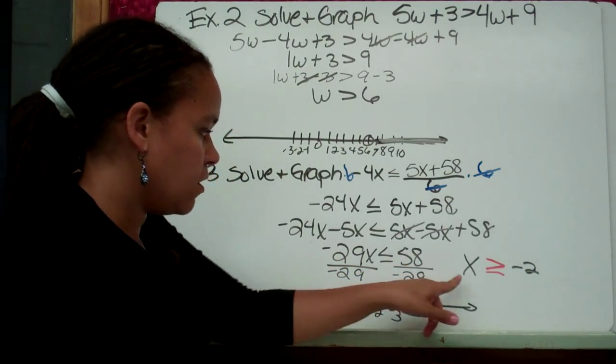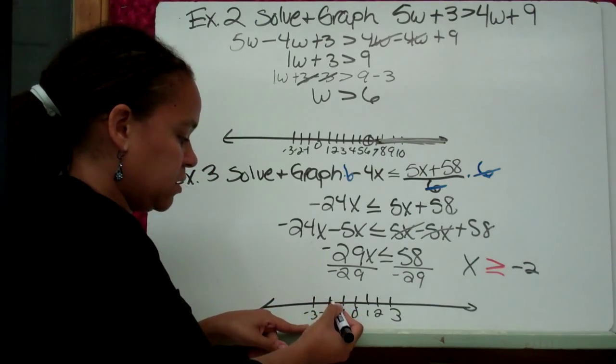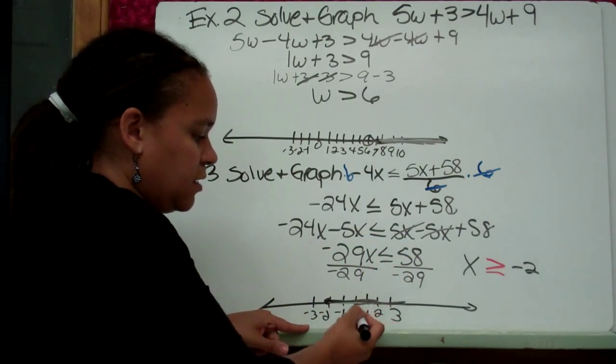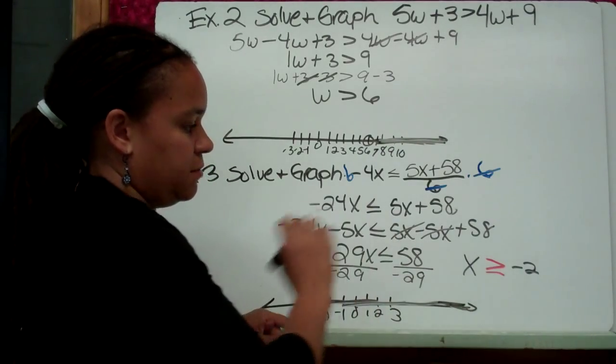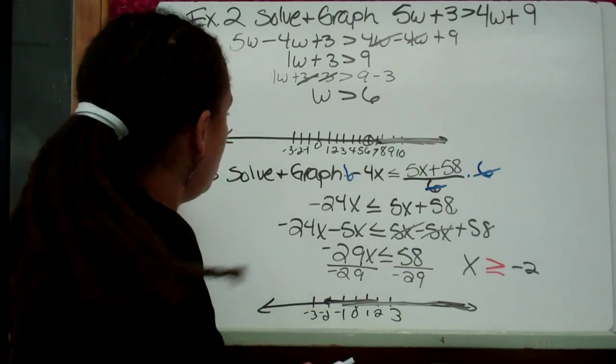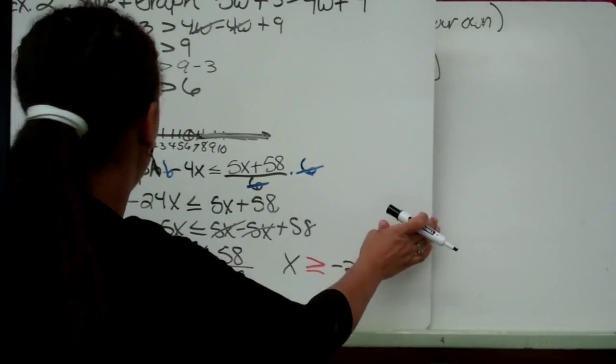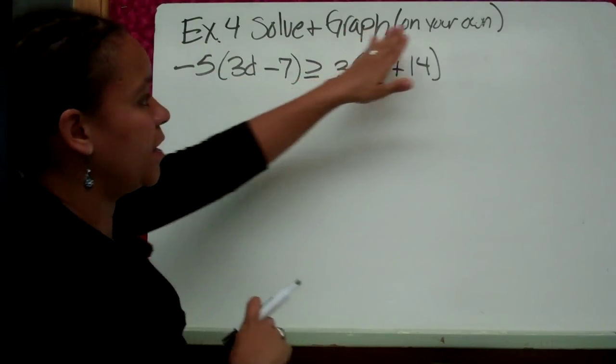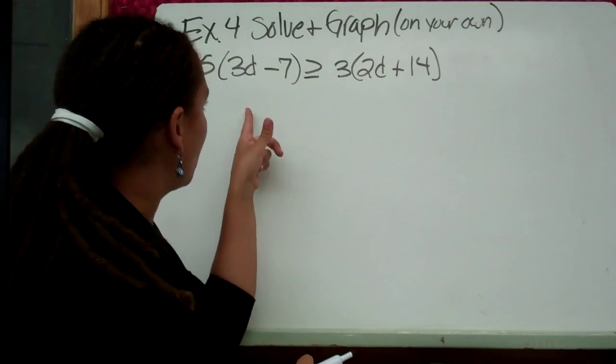So go to our graph where x is negative 2. We're going to have a closed circle. And we want to graph greater than that. So everything to the right would be shaded. One more example, and then I'm going to solve it, but then you can graph this one on your own. So example 4, solve, and you're going to graph it on your own. I'll help you solve it.